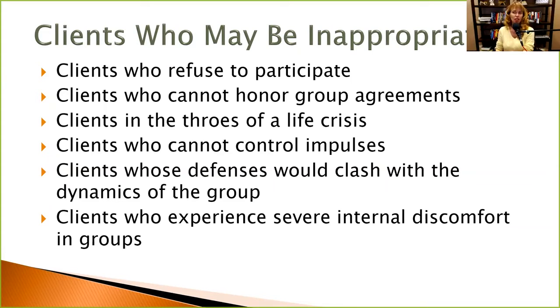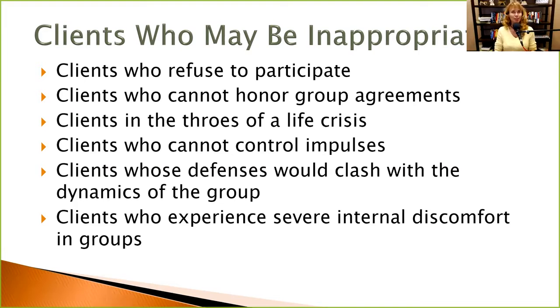Clients whose defenses would clash with the dynamics of the group. In psychoed classes, or groups, this is not nearly as much of an issue. If you've got somebody who is very cranky, very sarcastic, very down, hopeless, irritable, all that stuff, and we run into people like this periodically, who have experienced recovery, or maybe they haven't, and they've kind of given up, and they're there because they have to be there, or maybe there's a little glimmer of hope somewhere, but it doesn't come out very often, and their protective mechanism is to push everybody away.